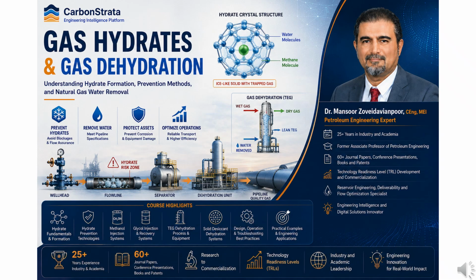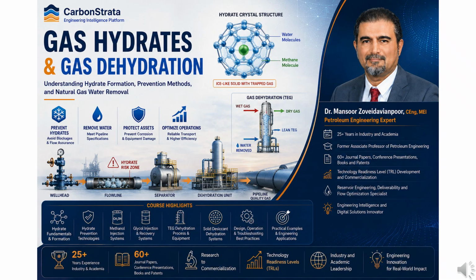We will begin by understanding how hydrates form and why they pose such a serious risk. We will then examine the most common prevention methods used in industry, including methanol and glycol injection systems. Next, we will study gas dehydration technologies, with a strong focus on TEG dehydration systems, which are widely used to remove water and meet pipeline specifications.